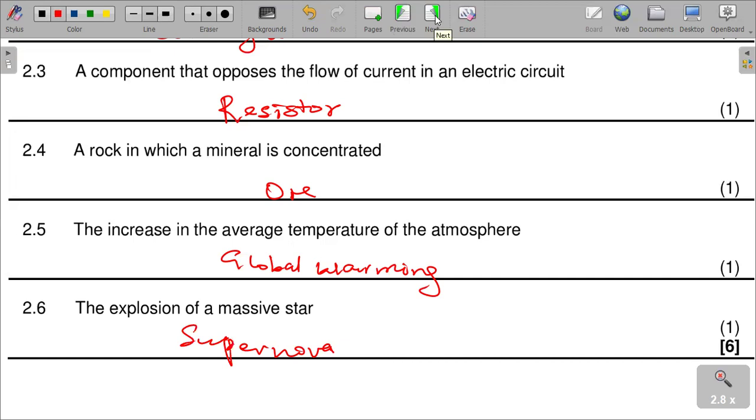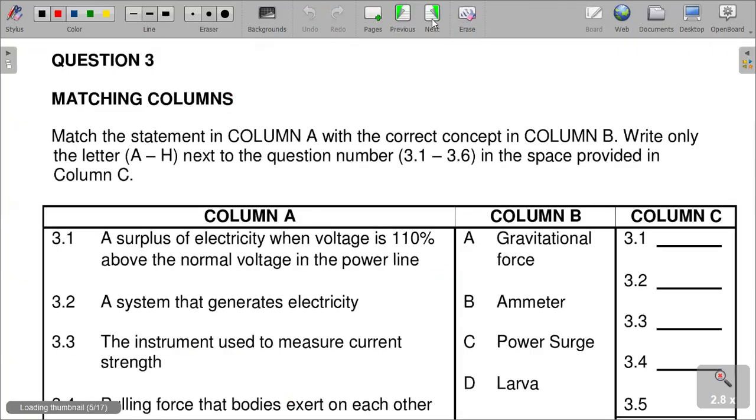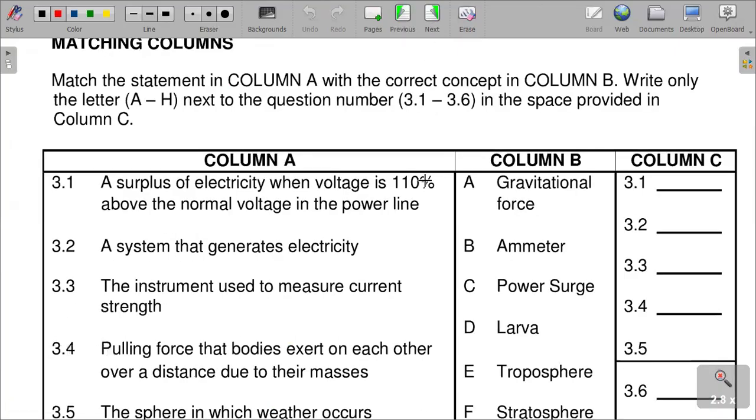I have tried to increase the font of my body so therefore everyone can see clearly. So please don't miss any question, and where you don't see, try to follow properly so you don't get the answers wrong. We go to question 3, matching columns. You match the statement in column A with the correct concept in column B. Write only letters A to H next to the question number, that is 3.1 to 3.6, in the spaces provided. Write only the letter which gives the correct answer from the following.